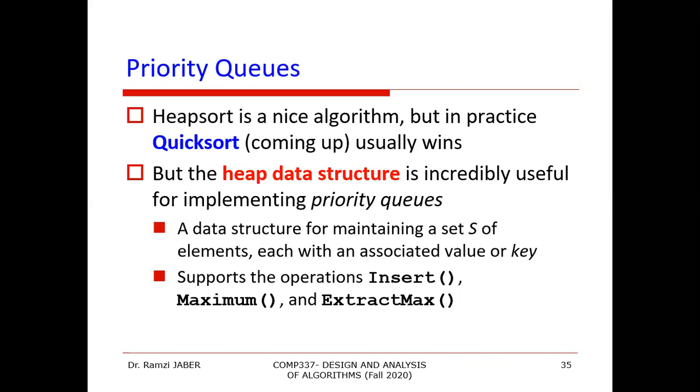But heap sort will be used in the heap data structure. It's very useful there for implementing priority queues. Also, we have queuing in data structures. So this heap data structure will be used in the queuing system. Okay, there is another course called queuing and modeling. So heap sort will also be used in the queuing system, a data structure for maintaining a set S of elements, each with an associated value or key.